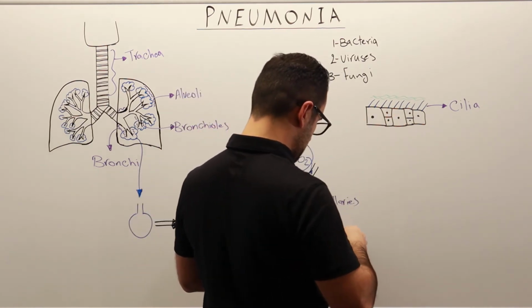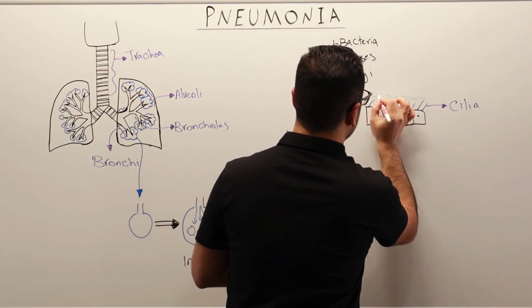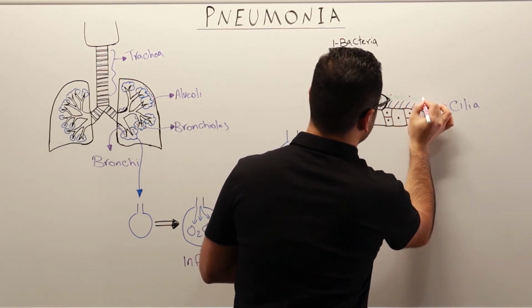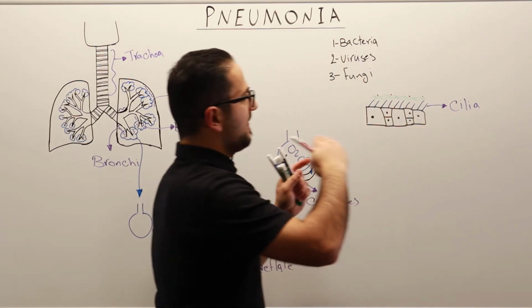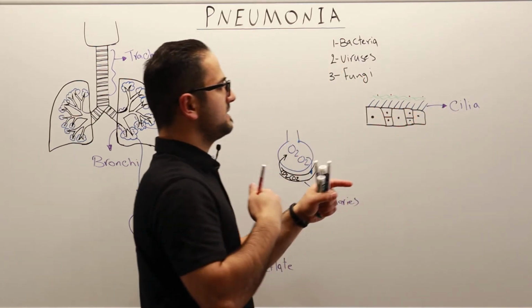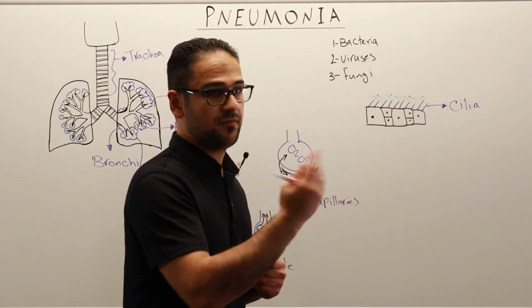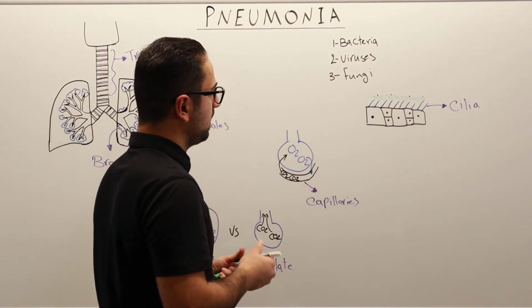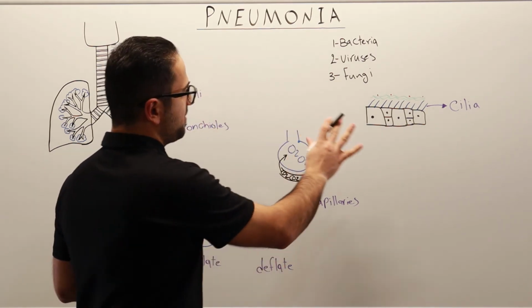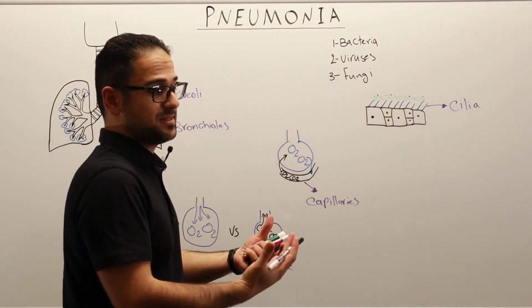So let's say these red ones are basically the germs. As these cilia move, they move the mucus and the germs, and a person gets it out of the body through coughing. So this is one of the ways that the body protects itself from getting sick.